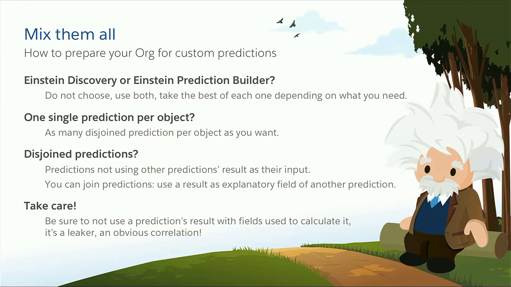But something really important is that for now it will only work on one single prediction, so try not to have the prediction from Builder or Discovery be the input for the others, because it will just defeat the purpose. And a common use case that we have seen a lot on how Einstein Prediction Builder and Discovery work together is Einstein Next Best Action.